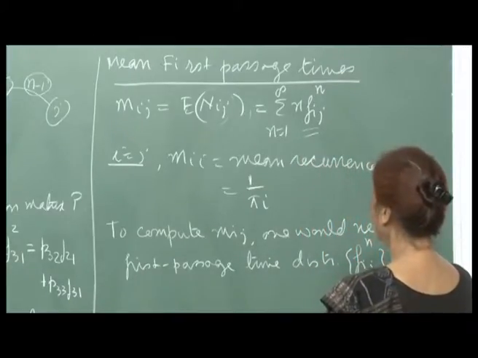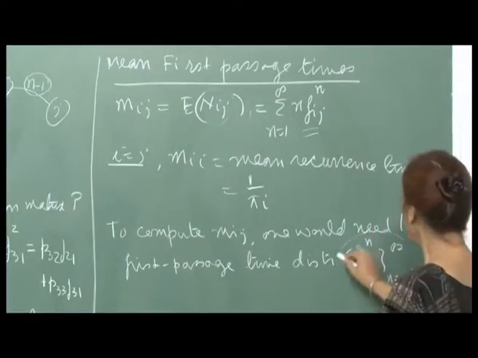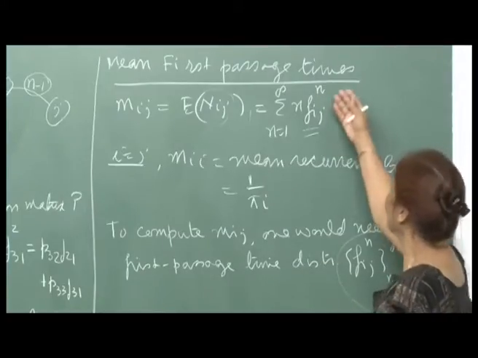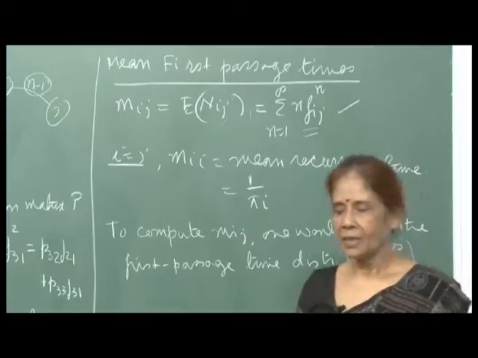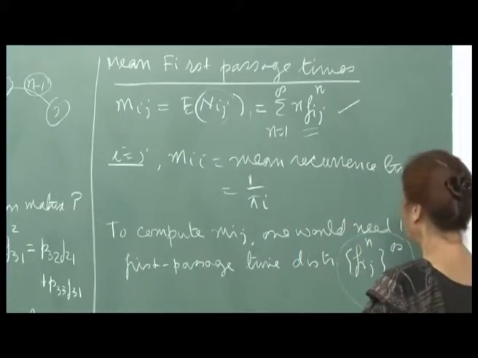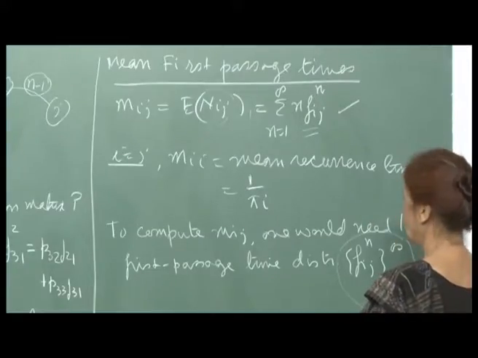Now, to compute m_ij's, you would need the first passage time distribution. You can't apply this formula, because you then have to have all the f_ij(n). So again, we will look at a nicer way of computing your mean recurrence time and mean first passage times.